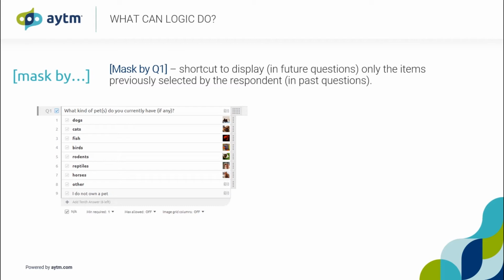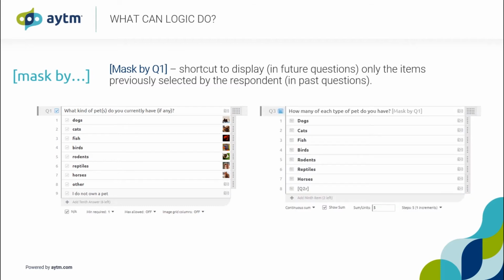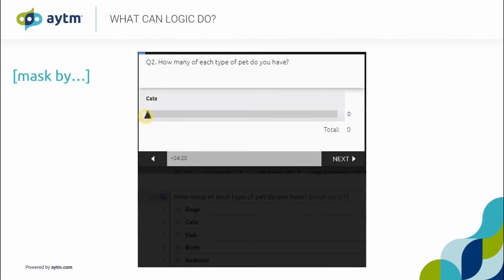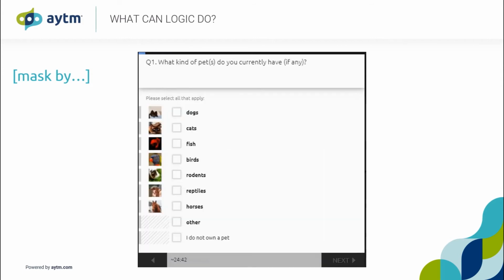In the third question, Q3, we want to know how many of each of the pets they chose in question 1 they have. So we use mask by Q1 to only show them their selected answers from question 1 as options in this question, question 3. But how do you know it works? Use preview. So here you can see that I previewed my survey, and pretending to be a respondent, I selected only cats. In the next question I'm shown, which is the one that had that mask by Q1 logic command in it, I'm only asked about how many cats I have. Because if I had any dogs, I would have mentioned them previously.